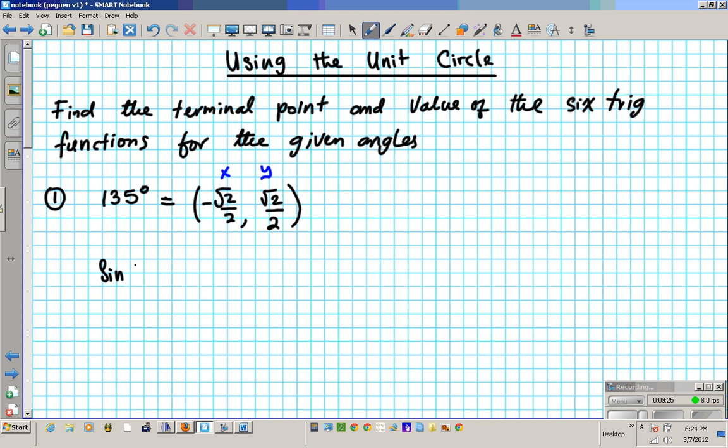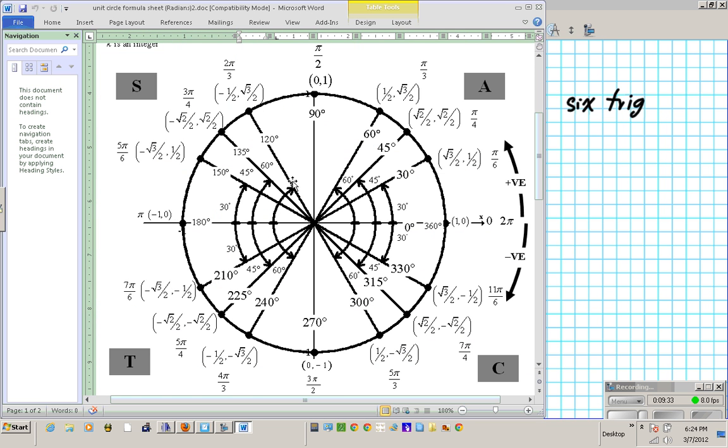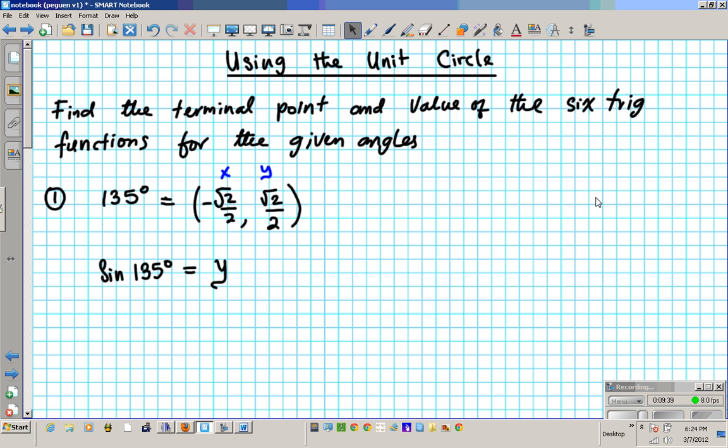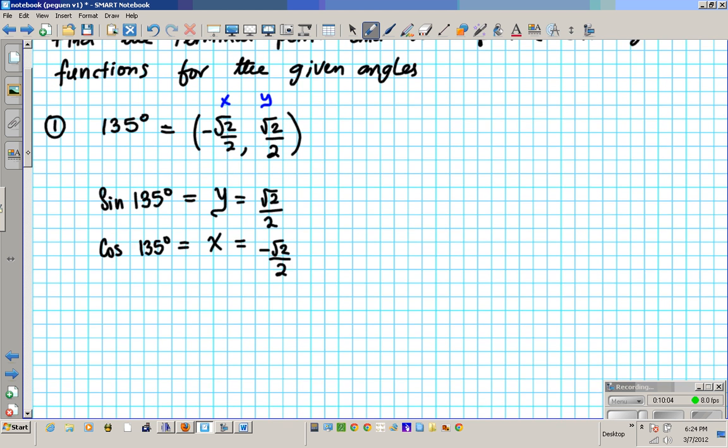Alright, we're going to start with sine. Sine 135. If you look at your formula sheet, sine is y, right? Sine is y. If you go up, it tells you right there that sine is y. So that simply means that the y coordinate is going to be our value for sine 135, which is root 2 over 2. Okay? And then cosine 135. What is cosine based on the formula sheet? Cosine is the x coordinate, which is going to be negative root 2 over 2. Two answers down, 4 to go.